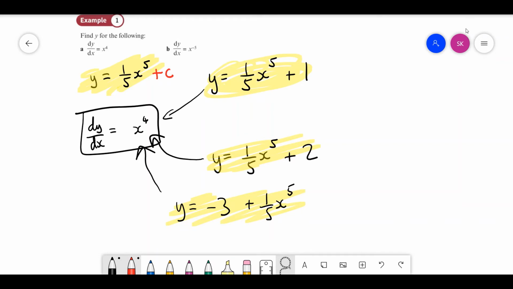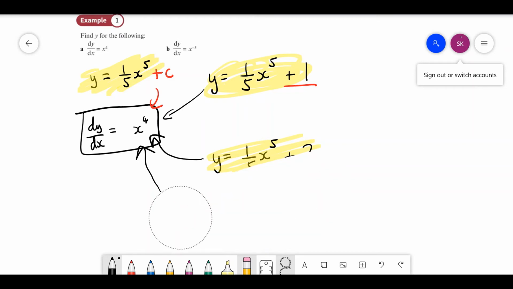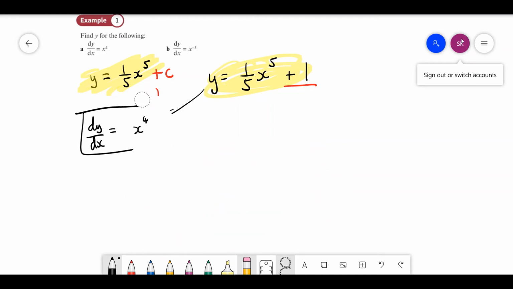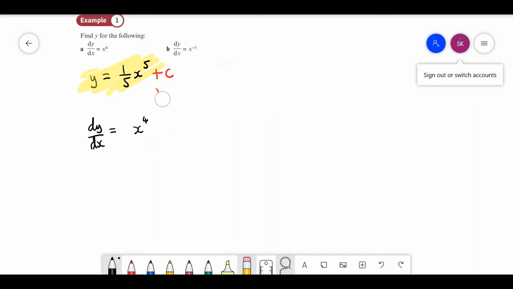We say that if the derivative is x to the power of 4, then the original function y equals 1/5 x to the power of 5 plus c. And we write this plus c to show that any of these situations where we've got a constant in the original function would still differentiate to this. So our final answer for part A, just to be really clear, is that.